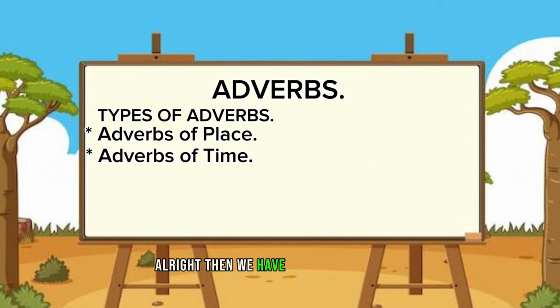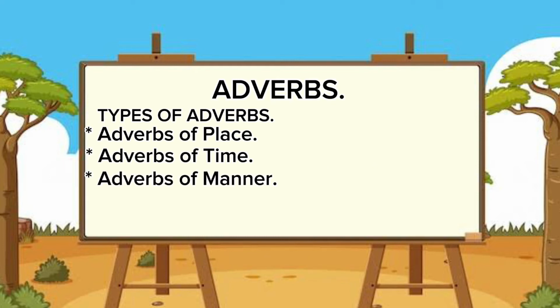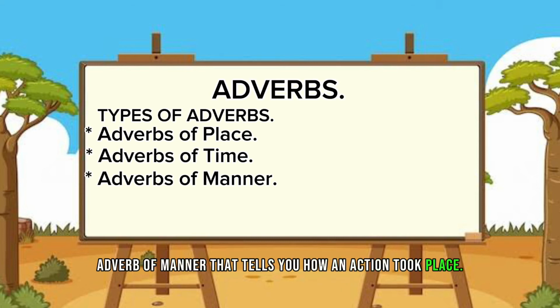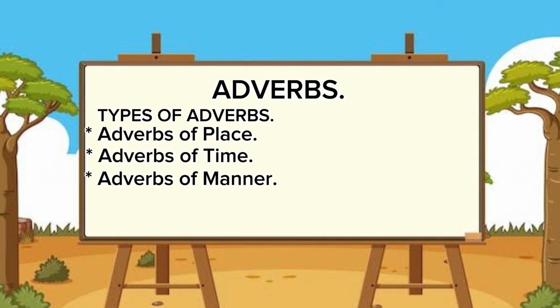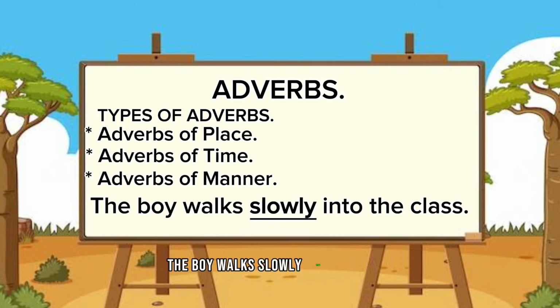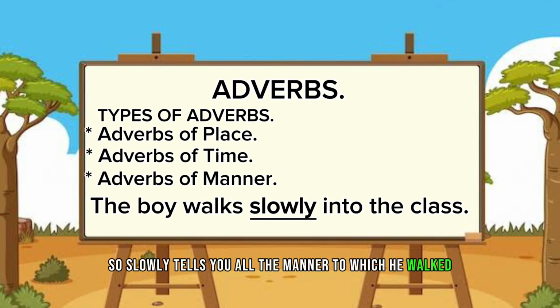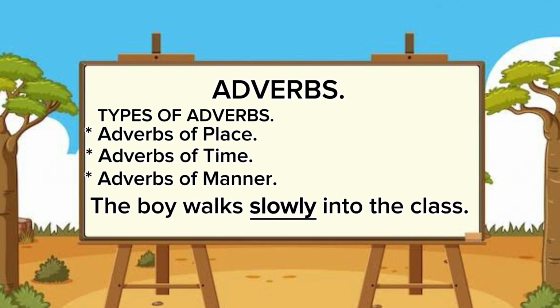Alright, then we have adverb of manner. Adverb of manner tells you how an action took place. For instance, the example I said earlier, the boy walked slowly into the class. Slowly there is an adverb of manner telling us how the action was carried out. So slowly tells you the manner in which he walked. Do you understand that? Great.